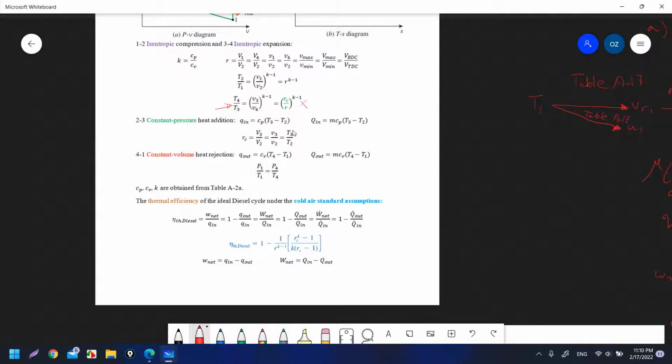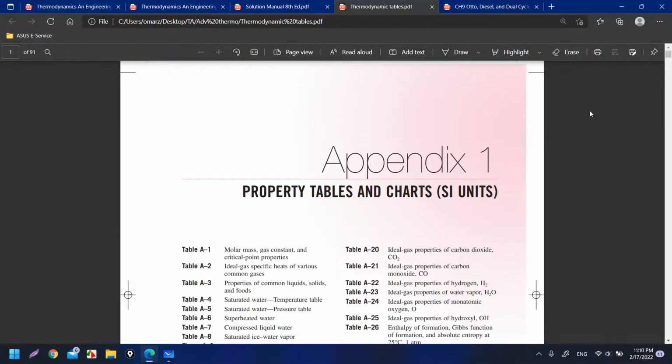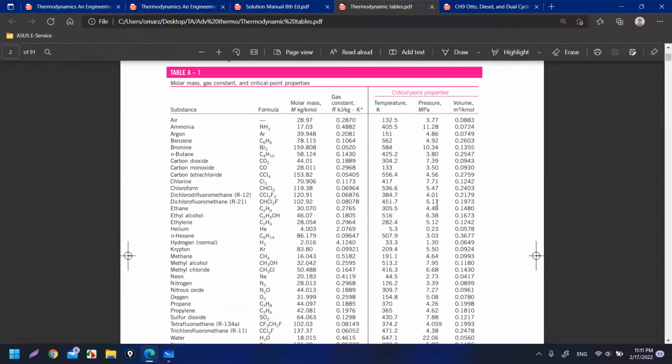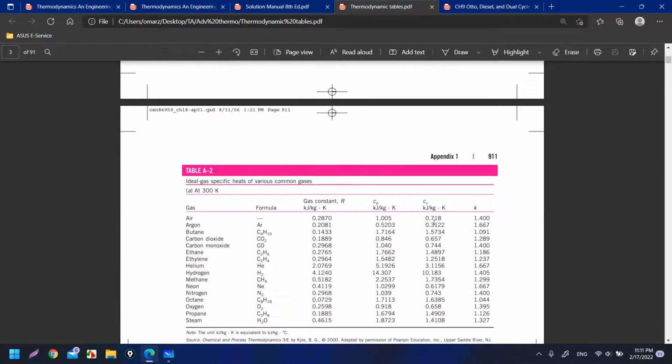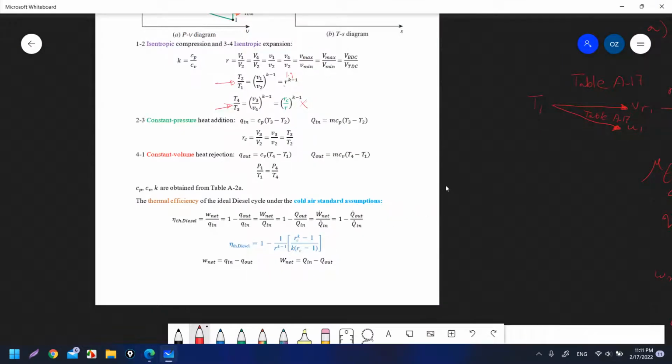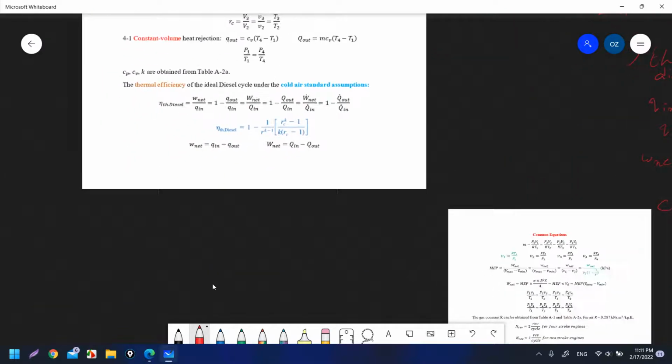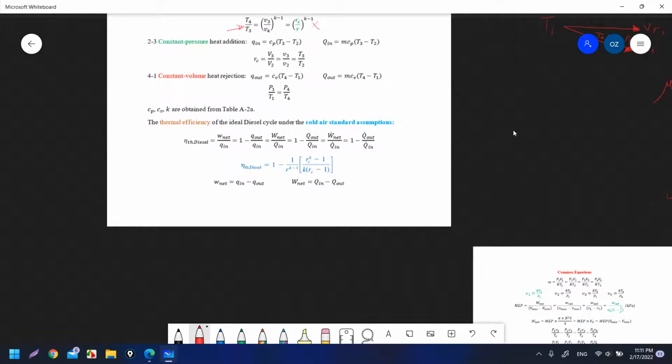So how can I find T2? I have already RC given in the question. T2 can be found from here. I have T1 given in the question. I have R. K is 1.4 from table A2A. So I can use K equal 1.4. Find T2, then find T3. That is for T3. So what about the thermal efficiency? Let's find T3 now, then we can go to the thermal efficiency.